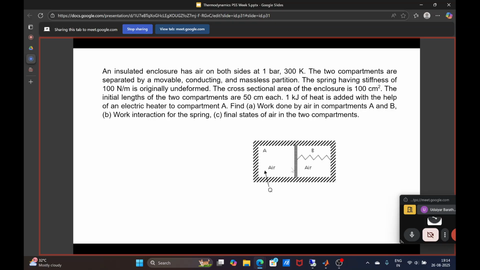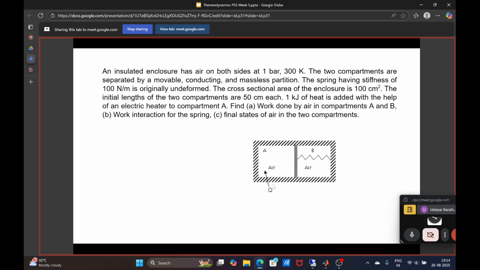So the spring constant is given. Initially it is undeformed and the cross-sectional area is 100 centimeter square. Both compartments have equal volume. Since they say the initial lengths of the two compartments are 50 centimeter each, that means initially both are at equal volumes. First, 1 kilojoule of heat is added to compartment A.